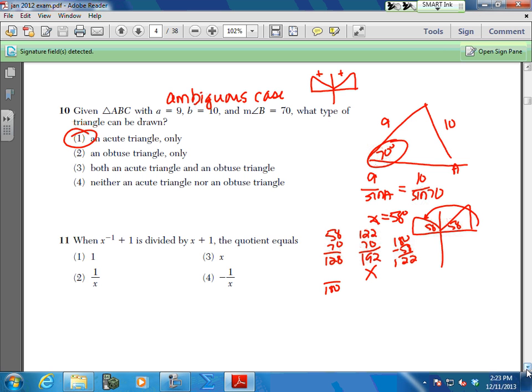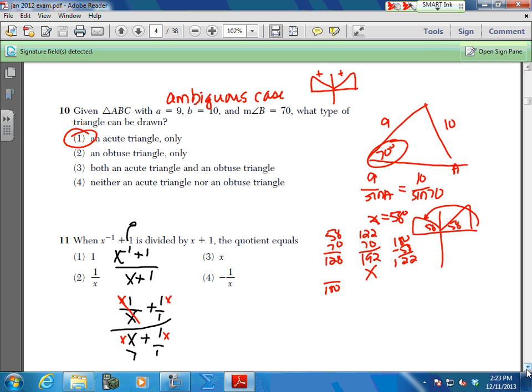Number 11 says when x to the negative 1 plus 1 is divided by x plus 1. Now I would take the negative 1, remember negatives use reciprocals, 1 over x plus 1. Now make everybody a denominator of 1 and find a common denominator, which is x. Multiply every numerator by x. This will get rid of that complex fraction.